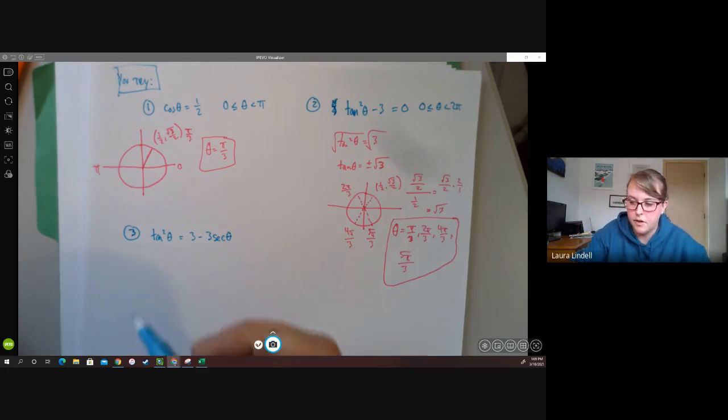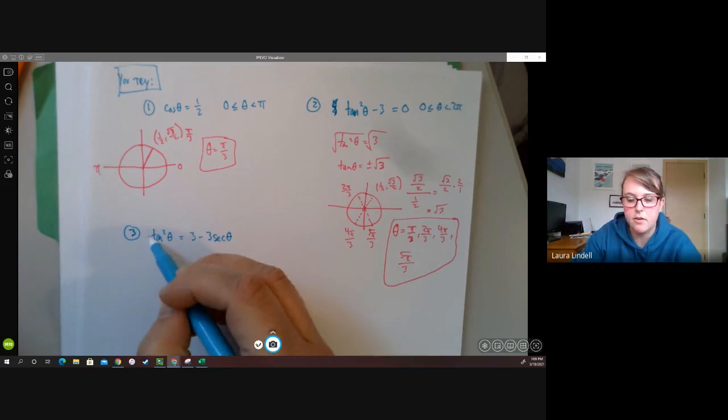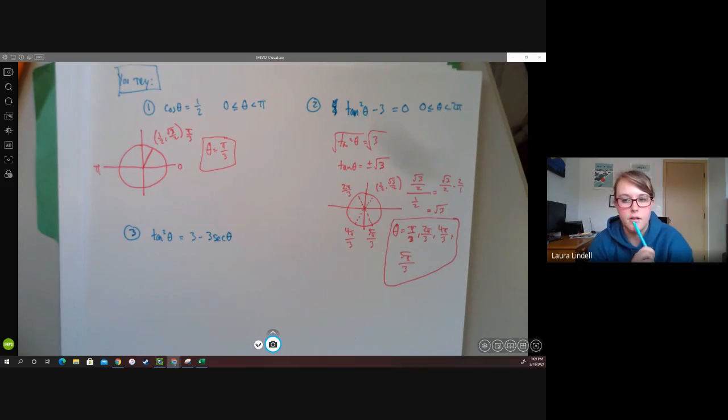All right, and then the last one. Has anyone figured out what I should replace tangent squared with? Anyone think they got it?